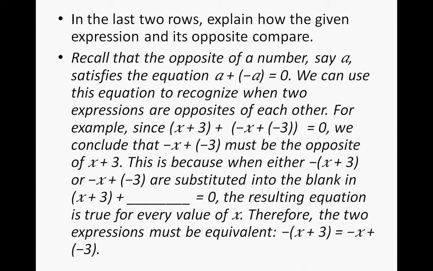This is because when either the opposite of x plus 3 or negative x plus negative 3 is substituted into the blank in the expression, the quantity of x plus 3 plus some expression is equal to 0, the resulting equation is true for every value of x. Therefore, the 2 expressions must be equivalent. The opposite of the quantity of x plus 3 is equal to the opposite of x plus the opposite of 3, or negative 3.